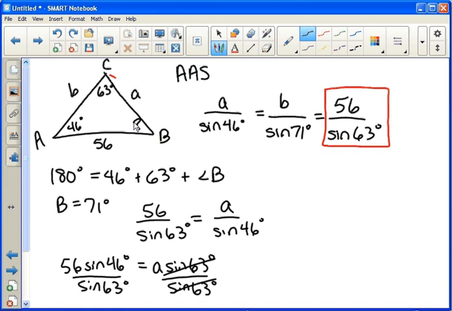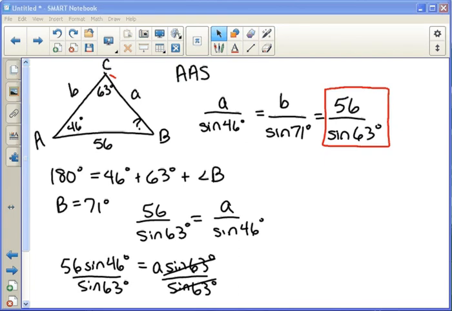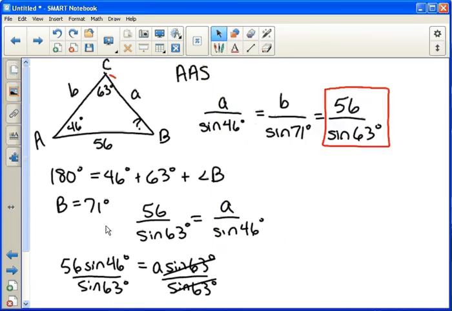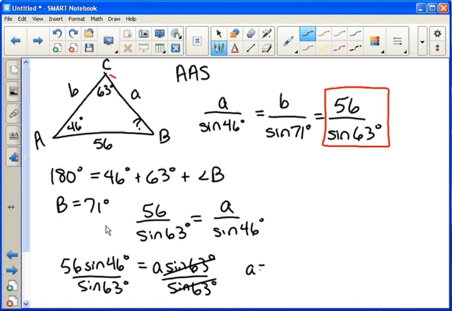So let's pull up the calculator. Make sure you are in degree mode, so we'll double check right here. Okay, my calculator is already in degree mode, so we're good. So we need to plug in 56 times sine of 46, make sure you close the parenthesis, divided by sine of 63 degrees. Hit enter, and we find out that it's 45.21. We'll just go to 2 decimal places for these, so A equals 45.21. So we're down to just needing one side, because we've solved for everything except side B.